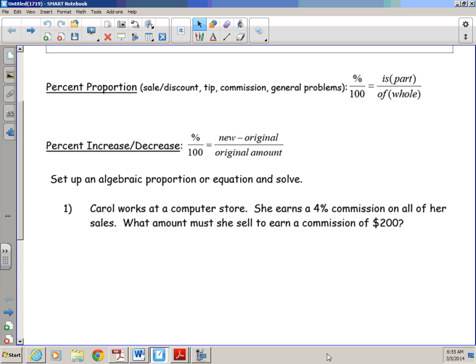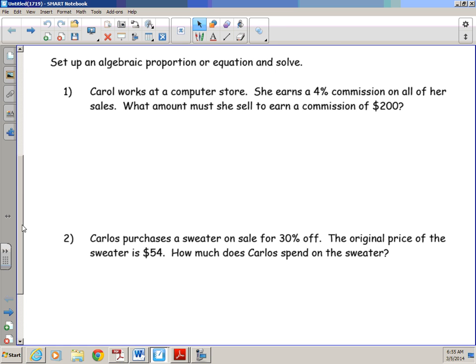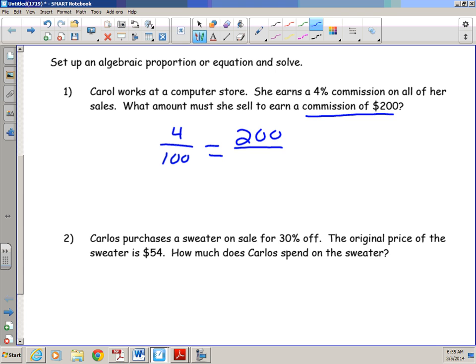Carol works at a computer store. She earns a 4% commission on her sales. What amount must she sell to earn a commission of $200? Now, what I always tell students is let's get the easy part of this out of the way. If I have 4%, I know that's 4 out of 100. Now, the question is the commission of $200 part or whole? Well, hopefully you're realizing that commission is part of what the total sales price is. So commission is here, there.